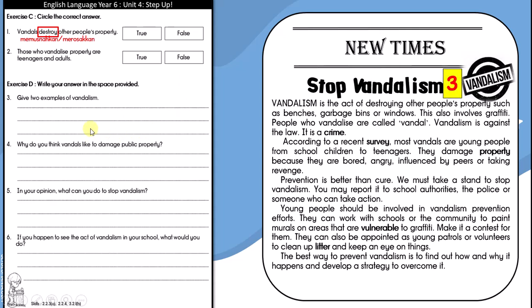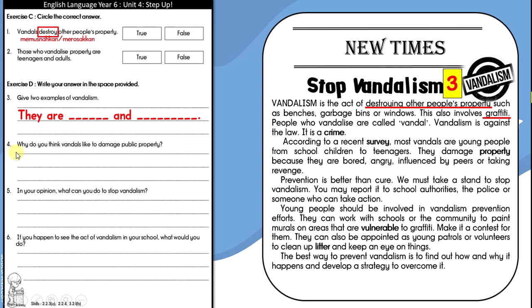Okay, next. Number 3. Give 2 examples of vandalism. We have answered this question earlier. 2 types of vandalism. Okay, first is destroying other people's property. And then the second one is graffiti. How to combine these 2 answers in your sentence? You write your answer like this. They are what and what.